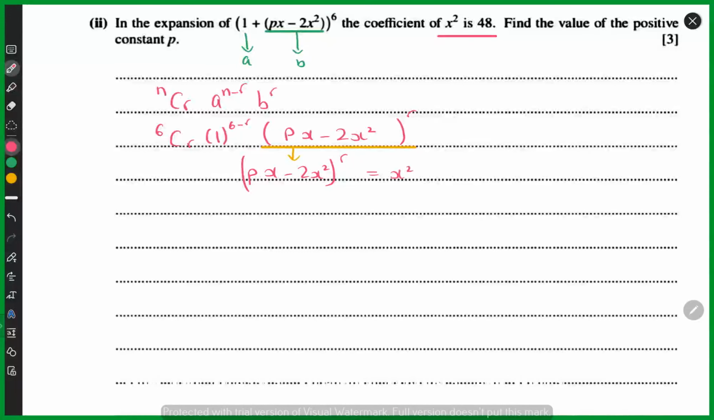Now I can only make comparisons once I have something of that type, as in here this is px, we have minus 2x squared. Even if we take x common, nothing is going to happen. Still we would have p minus 2x. We want 1x on this side, right? Even if we try applying the completing square method, even then I would get a bracket with something and something to the power r. Still I would not be able to make comparisons.